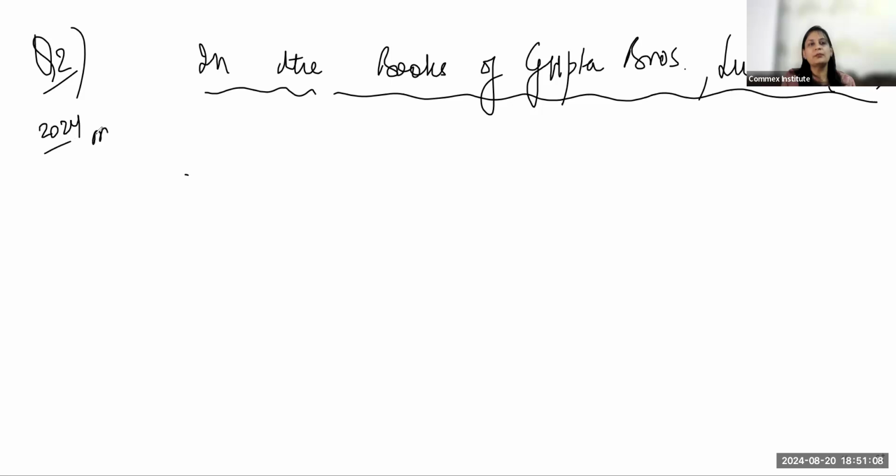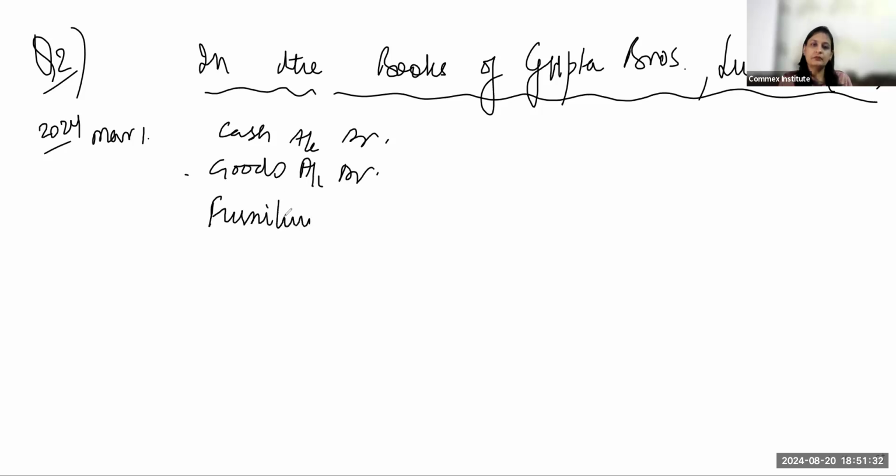2024, March 1. Started business with cash and this and this. So investment of capital, no GST. Without GST, so normal transaction we have to do. So cash account debit. इस पे कोई GST नहीं होता है, ठीक है? Goods account debit. Goods account debit means stock account debit basically. You can say stock or goods. And furniture asset account debit. To capital account. So this is the amount of investment in the business.